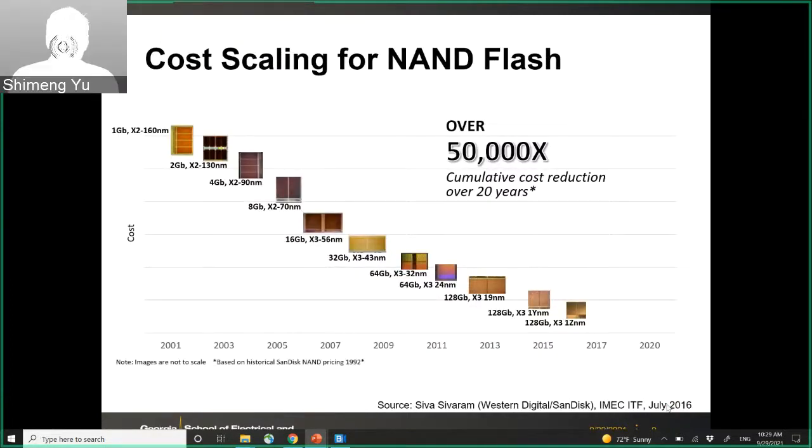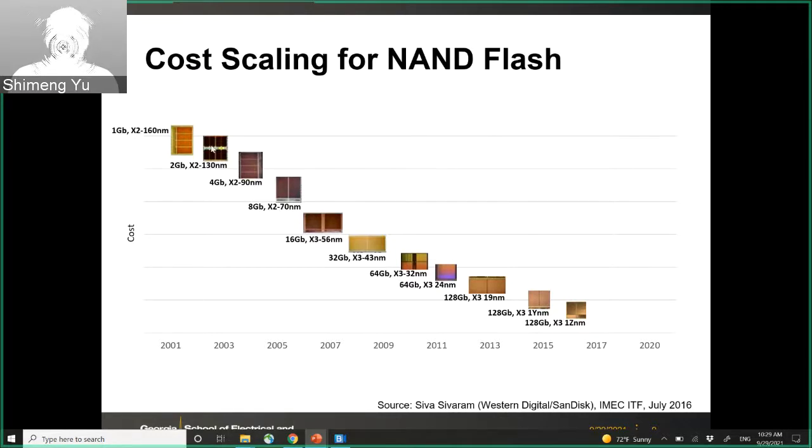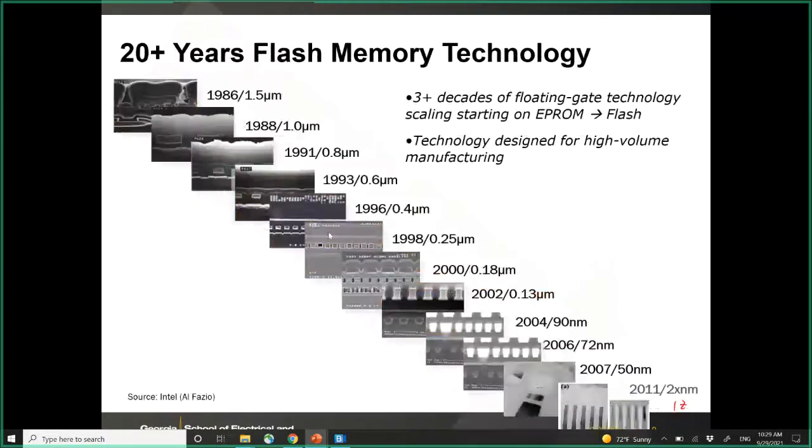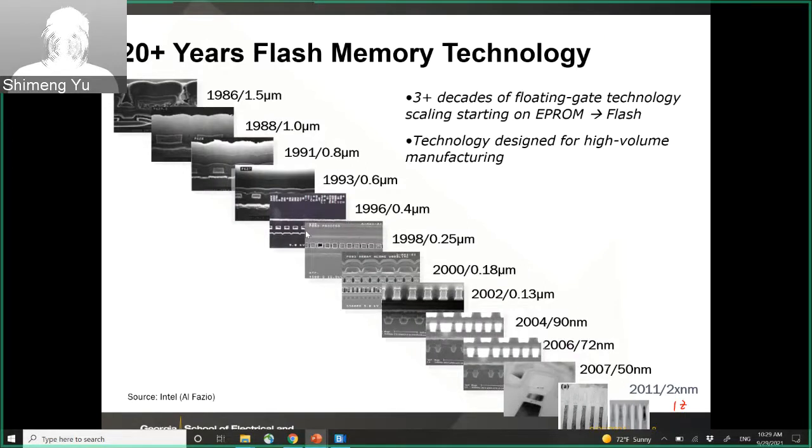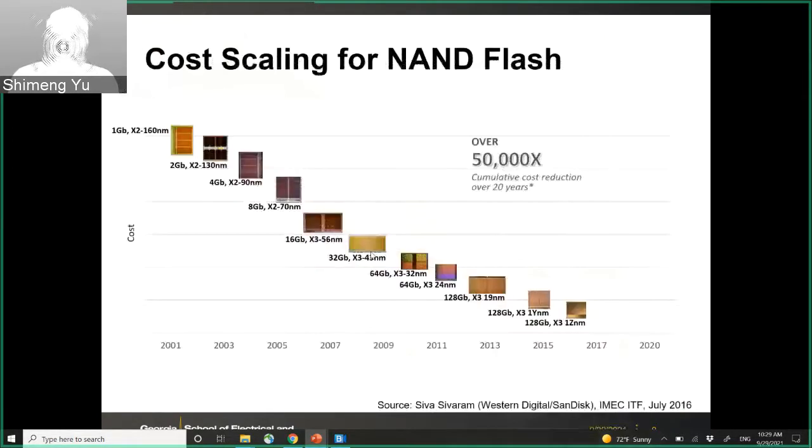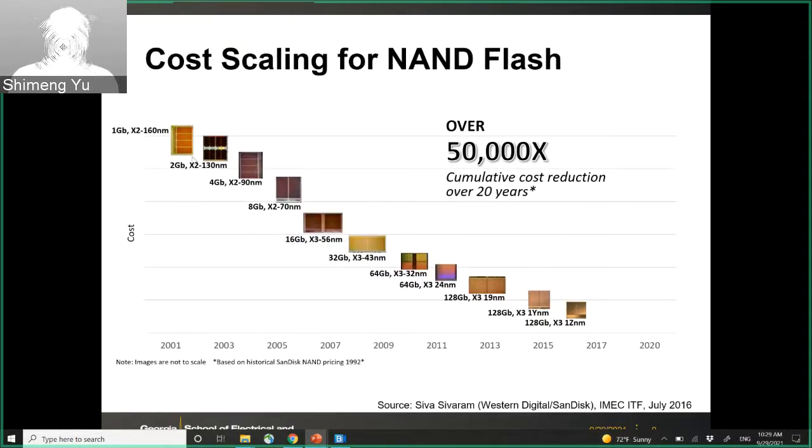So here, yes, this is a scan of the chips. Here are the individual transistors from the microscope. And this one is the total chip photo of the die. And this is from 2001 to 2015.